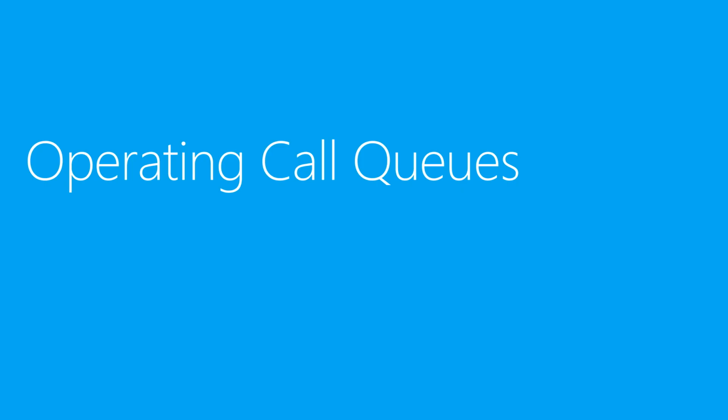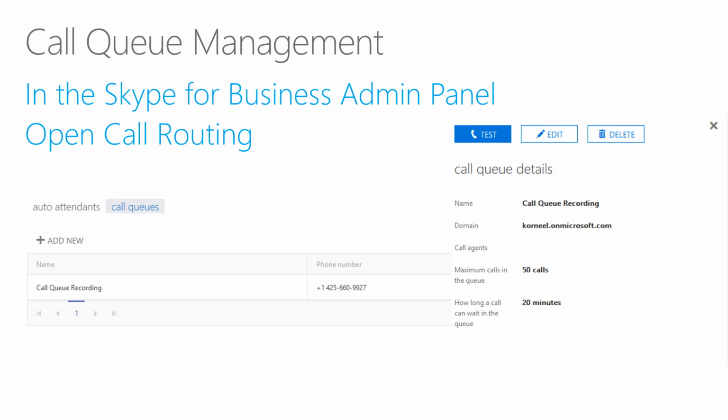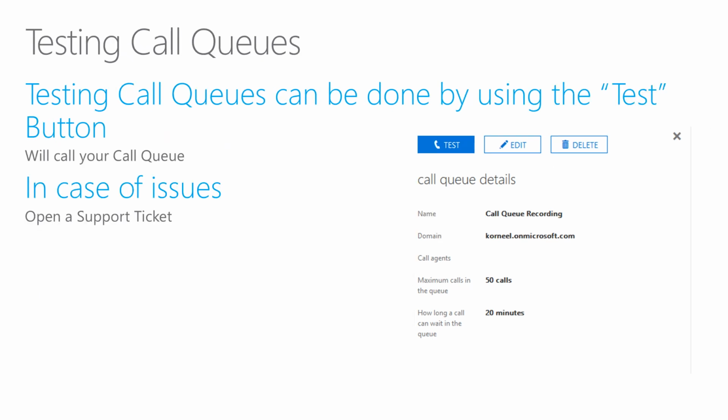So, to operate call queues. In the Skype Business Admin panel, you should open call routing. This is where you can test and edit the call queues. So to test call queues, you can do this by pressing the test button. This will call your call queue. If you have any issues, you should open a support ticket.